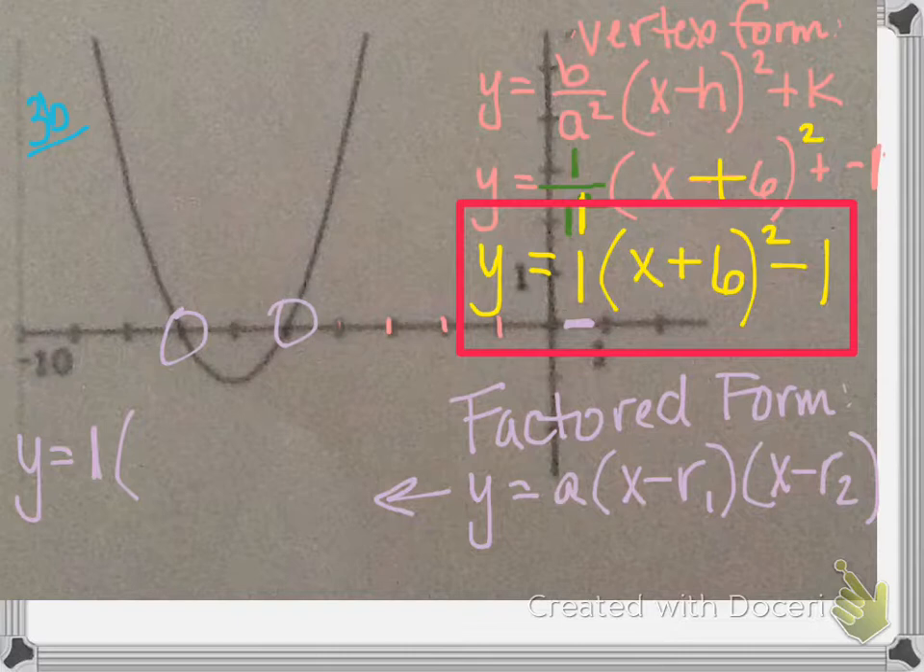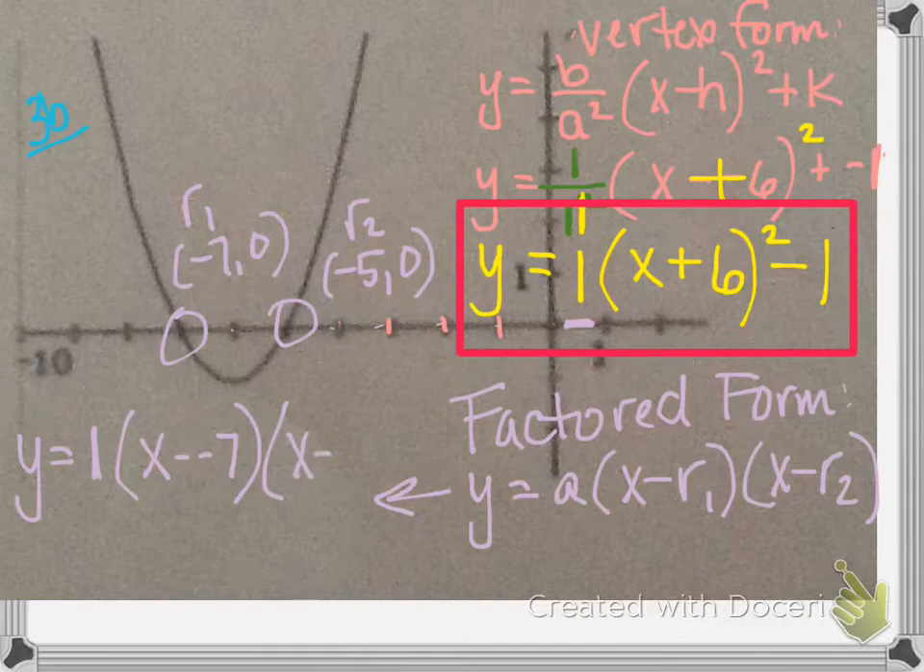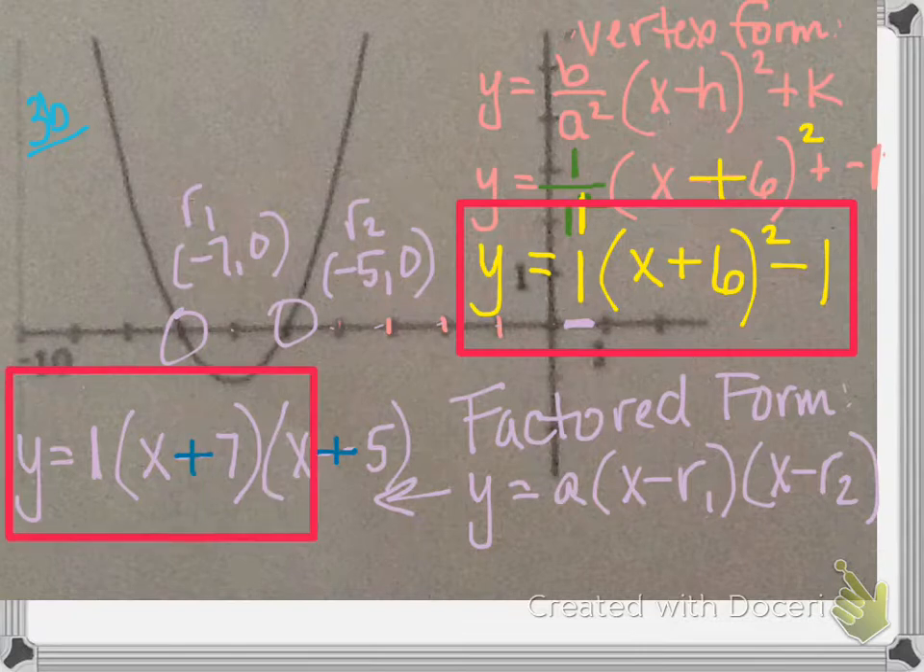X-intercepts. So here's 0, 1, 2, 3, 4, 5. So negative 5, 0. And 6, 7, negative 7, 0. So here's root 1, here's root 2. So we get x minus negative 7 and x minus negative 5. And we know that we can rewrite these so that it's a plus. And there would be your factored form. X plus 7 and x plus 5.